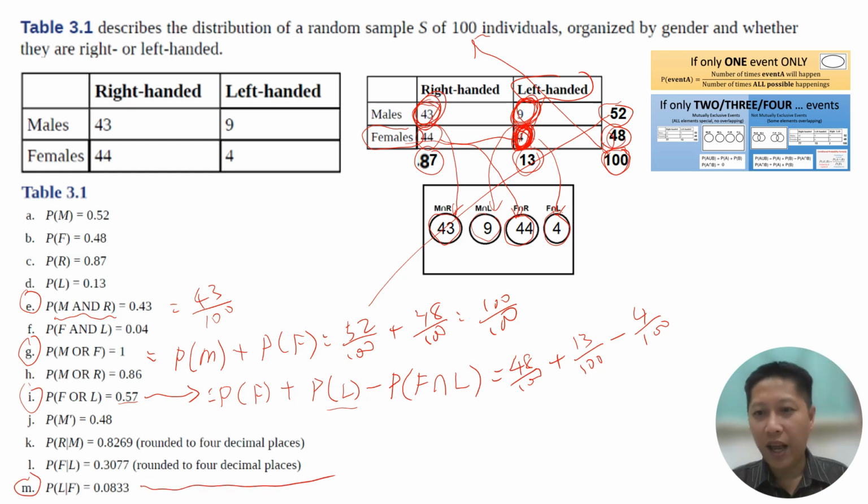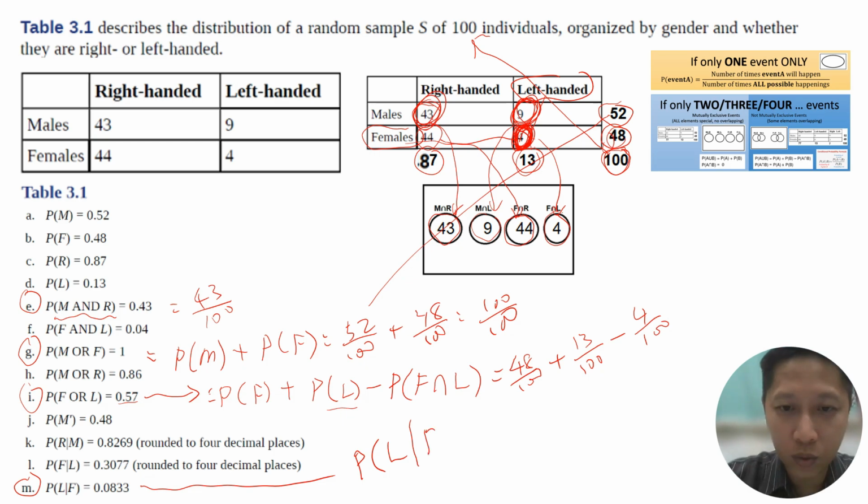Okay, we'll go to the M case. M case has a symbol, a straight line down. I don't know what it's called. However, in the probability context, we call it given. What will be the probability of getting a left-handed, given that we already asked all the females to come into another classroom, gather together? This is conditional. What is this called? Conditional probability formula.